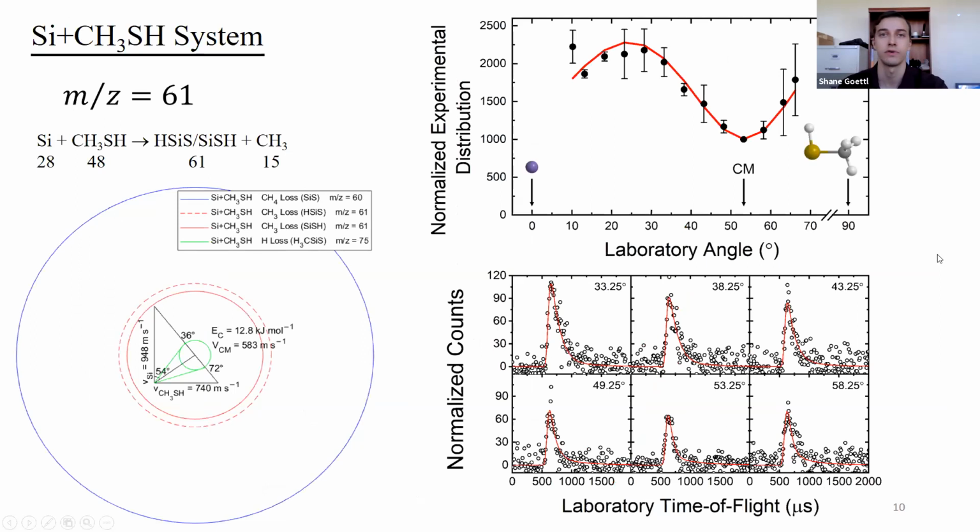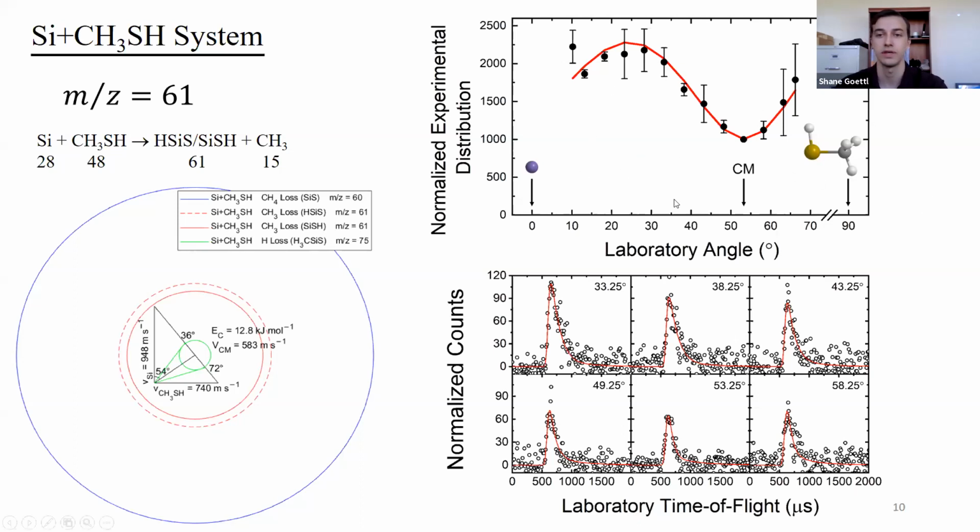So let's first take a look at the silicon plus thiomethanol system. Here we scanned at mass-to-charge 61, corresponding to an HSiS or SiSH product in a methyl loss channel. We also scanned at mass-to-charge 75 and 74 for H and H2 loss, but saw no definite signal.